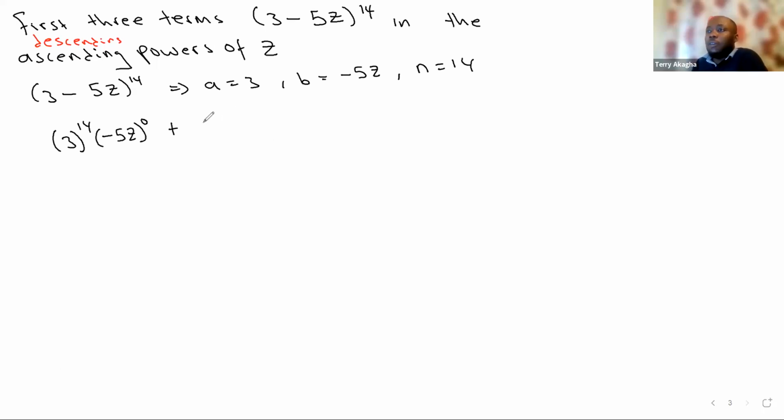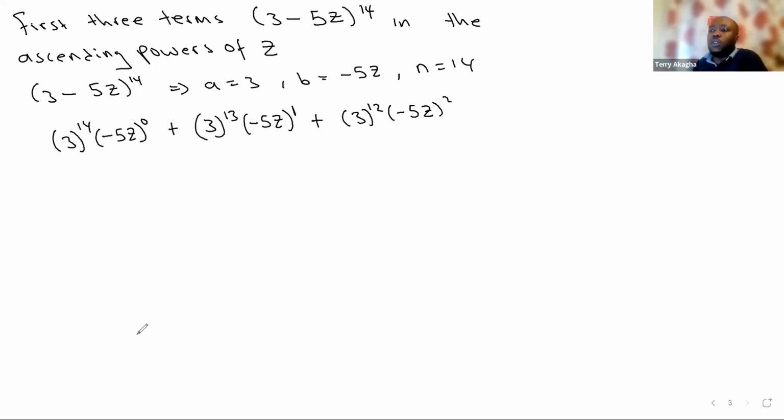Then we now have 3. Sorry, let me change the color. That's removing this. Then we have 3 raised to the power 13 and minus 5z raised to the power 1. You notice as well, because of the minus, I also put the minus as part of the b. So it's not going to be just 5z. The minus has to be part of it. Plus 3 raised to the power 12 and minus 5z raised to the power 2.